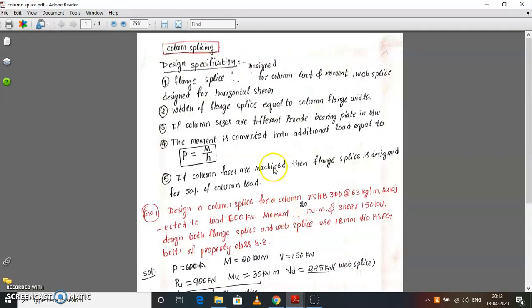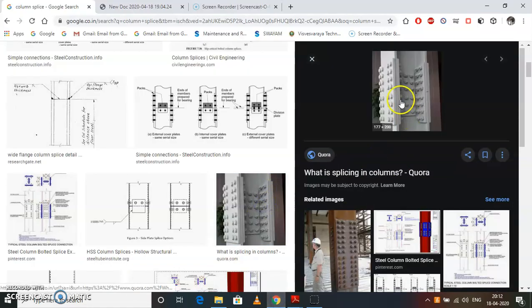So now let us see the design specifications. Flange splice should be designed for column load and moment. Web splice is designed for the horizontal shear. As you can see in the diagram, this flange splice has to be designed for the column load and the moment, whereas this web splice has to be designed for the shear force. Remember this one.